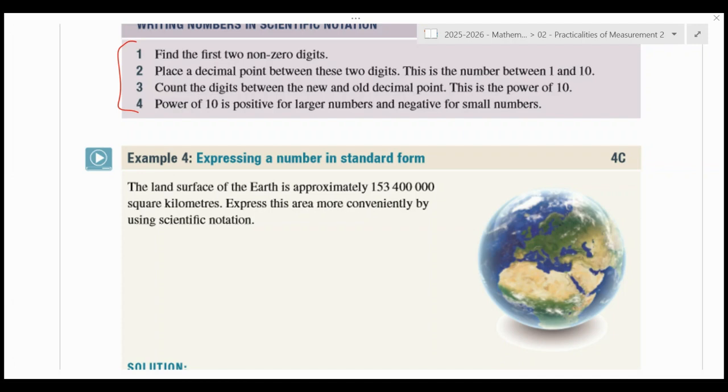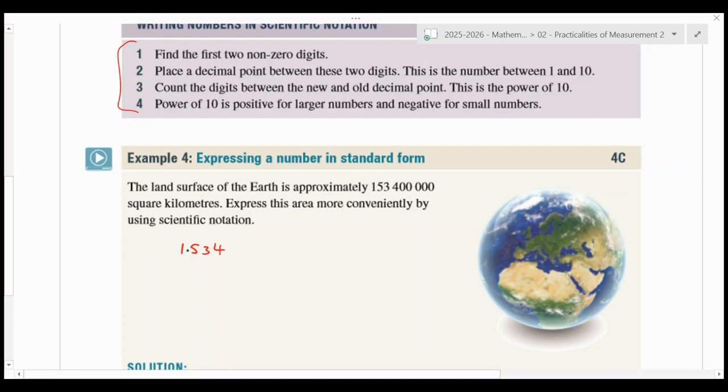All right, let's have a look. So our number is 1534, blah, blah, blah, blah, blah. So let's just write down the non-zero digits. 1534. We're going to put a decimal point between the first 2 of those digits. So the first ones are 1 and 5. I'm going to change colors to green. I'll put my decimal point there. So I've put that there.